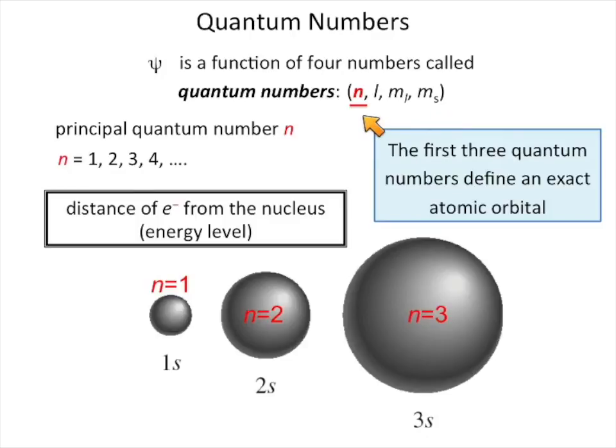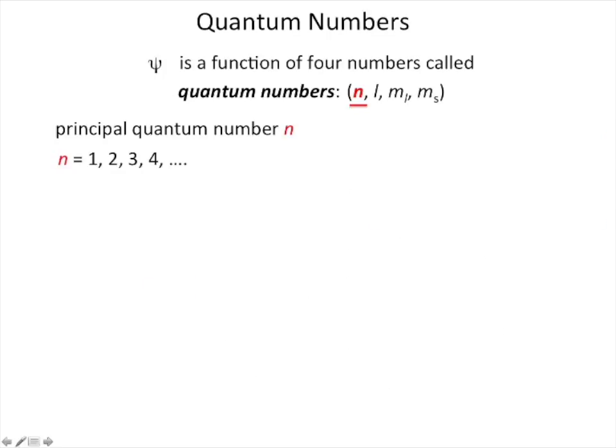So we're going to start with n on the left here. n is the principal quantum number. It can take values starting at 1 and going up in integer steps, 1, 2, 3, 4. And roughly what this tells us is the distance of the electron from the nucleus. n equals 1 is closer to the nucleus, n equals 2 is farther away, n equals 3 is farther away. So that's what the principal quantum number gives us.